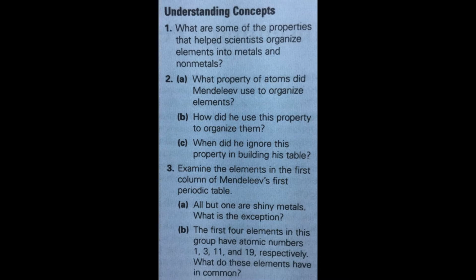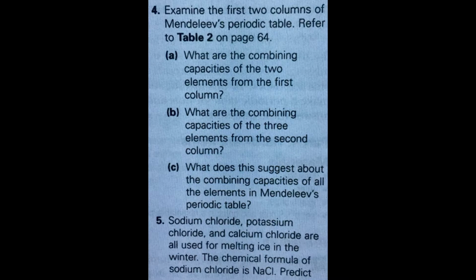B. The first four elements in this group have atomic numbers 1, 3, 11, and 19, respectively. What do these elements have in common? Number 4, examine the first two columns of Mendeleev's periodic table. Refer to Table 2 on page 64. 4A. What are the combining capacities of the two elements from the first column? B. What are the combining capacities of the three elements from the second column? C. What does this suggest about the combining capacities of all the elements in Mendeleev's periodic table?